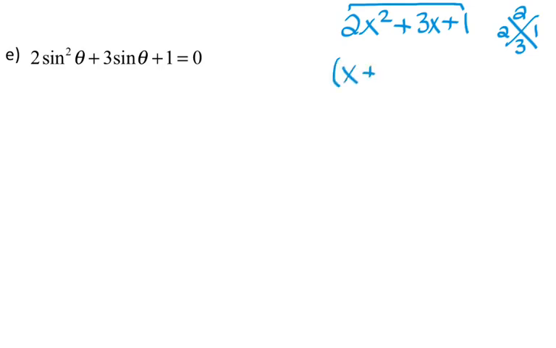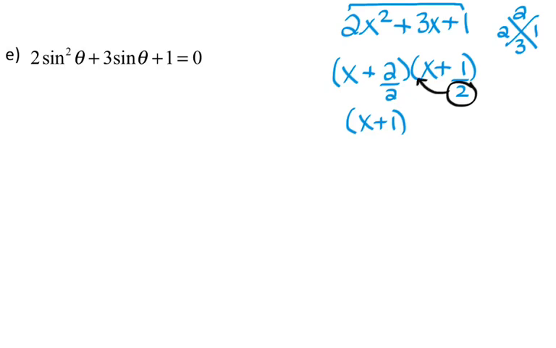So I have x plus 2, x plus 1, but since I started by multiplying by 2, I need to divide both of these numbers by 2. So now I have x plus 1, and for this one, since my 1/2 is already reduced, I can just take this denominator and bring it to the front. So that's 2x plus 1.